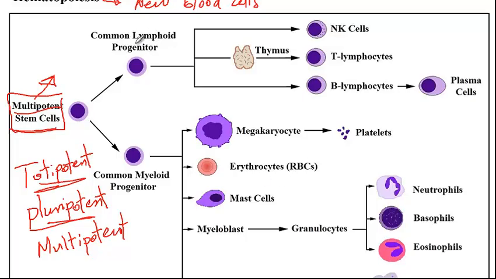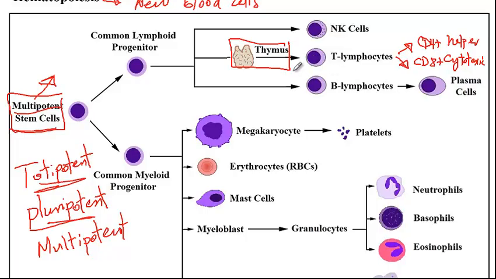So anyway, here we have a multipotent stem cell, which gives rise to different types of progenitor cells. The common lymphoid progenitor cells give rise to natural killer cells and T lymphocytes, which are of two types: CD4 positive helper T cells and CD8 positive cytotoxic T cells. And the reason we've shown the thymus here is that lymphocytes, despite being produced in the bone marrow, need to mature in the thymus.